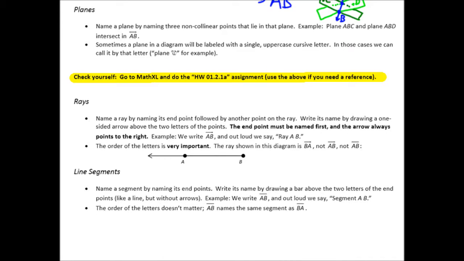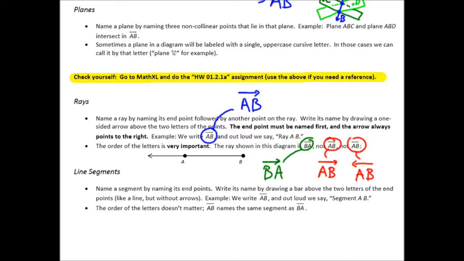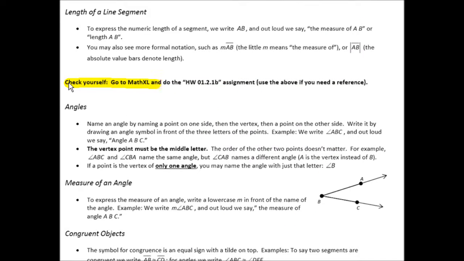I'm going to go back and just emphasize the decorations on top of the names of the rays and the line segments. Here are the notations on the rays, and by the way, that last notation is never correct. And here are the notations on the segments. Notice there are no arrows on either end of the bar. Now please check yourself with the next MathXL Tier 1 assignment, and then read the next section.